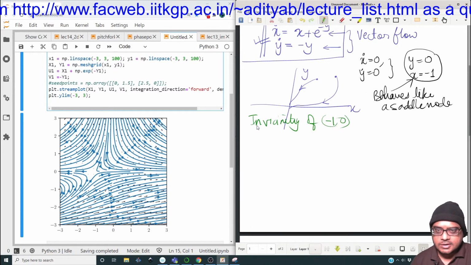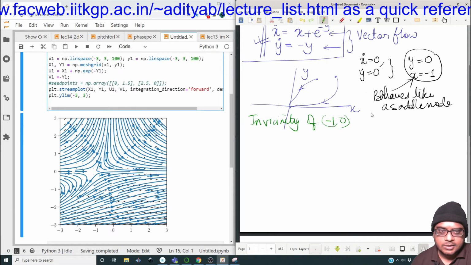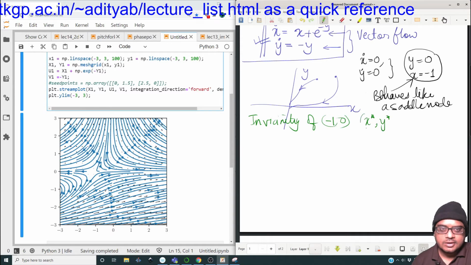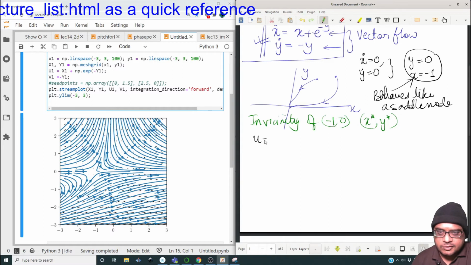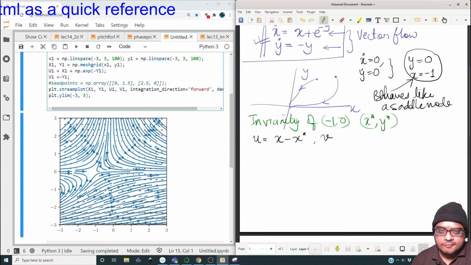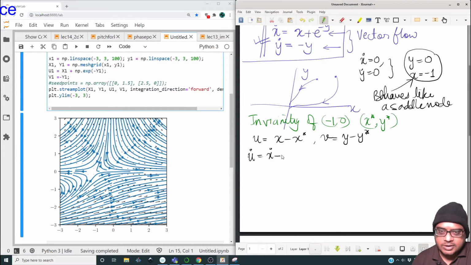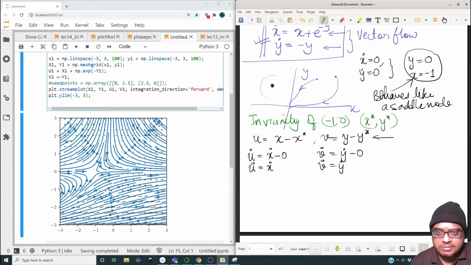In fact, let us denote the fixed point by x star, y star, so that we can keep things symbolic until we make the final substitutions. So let us choose variable u as x minus x star and v as y minus y star. In that case, u dot will be x dot minus 0 and v dot will be y dot minus 0. So u dot is equal to x dot and v dot is equal to y dot. So u and v describe the behavior in the vicinity of the fixed point, near x star, y star.